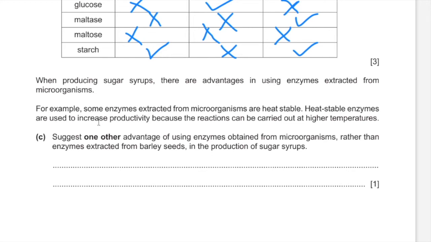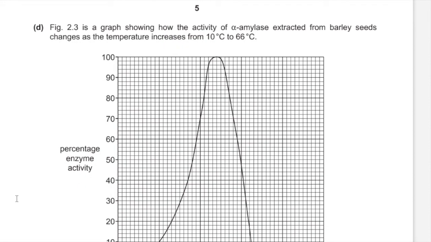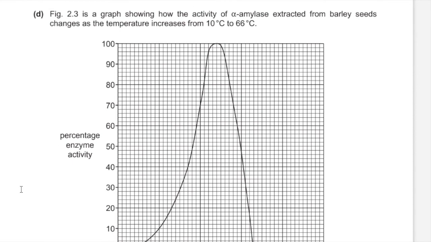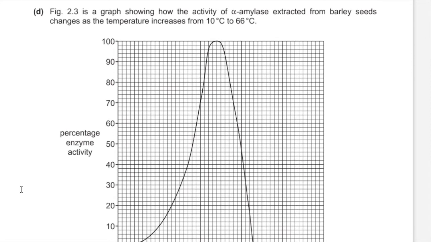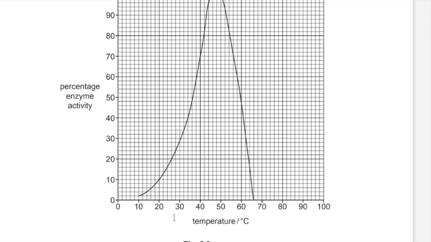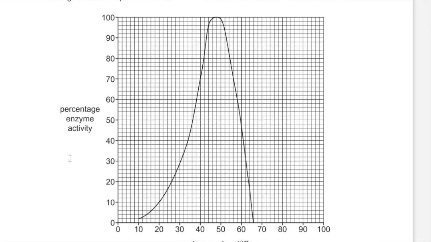C suggests one other advantage of using enzymes obtained from microorganisms rather than enzymes extracted from barley seeds in the production of sugar syrups. So, as the question mentions, these enzymes can be used at higher temperatures, which means higher temperatures of operation allow greater rate of reaction. Figure 2.3 is a graph showing how the activity of amylase, alpha amylase, extracted from barley seeds changes as the temperature increases from 10 degrees Celsius to 66 degrees Celsius. So you have temperature range on the x-axis and percentage enzyme activity on the y-axis.